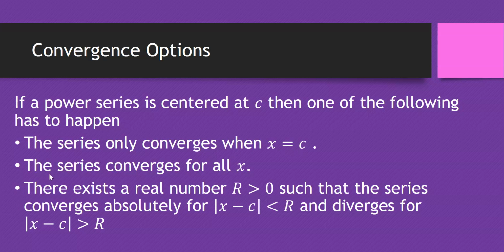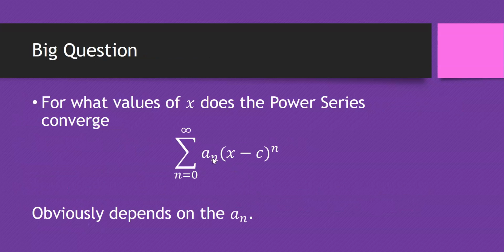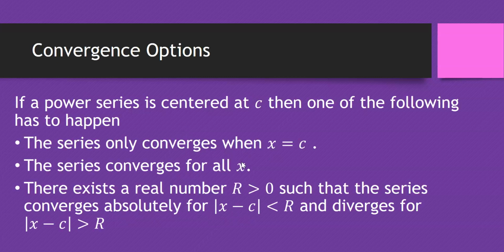The other option for convergence is that the series converges no matter what value you plug in for x. So for all real numbers, you plug in a real number, and this infinite series converges no matter what number you plug in for x. Those are the first two.